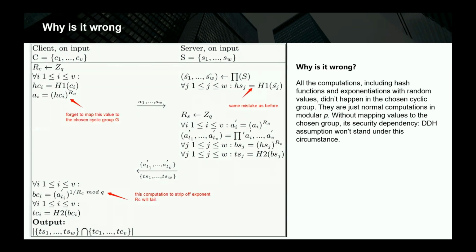As to why it is wrong, the protocol made some mistakes. For example, it forgets to map these hash values to the chosen cyclic group. Without mapping these values to the chosen cyclic group, this computation to strip off the exponent R sub C will fail.